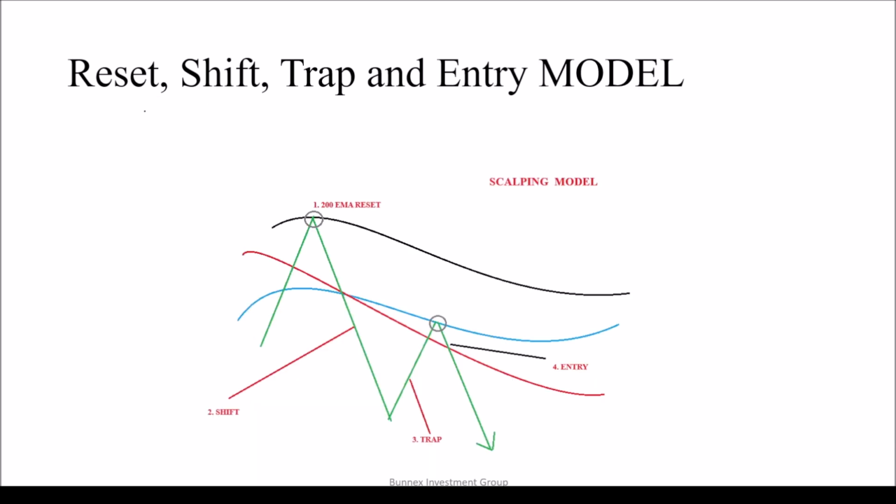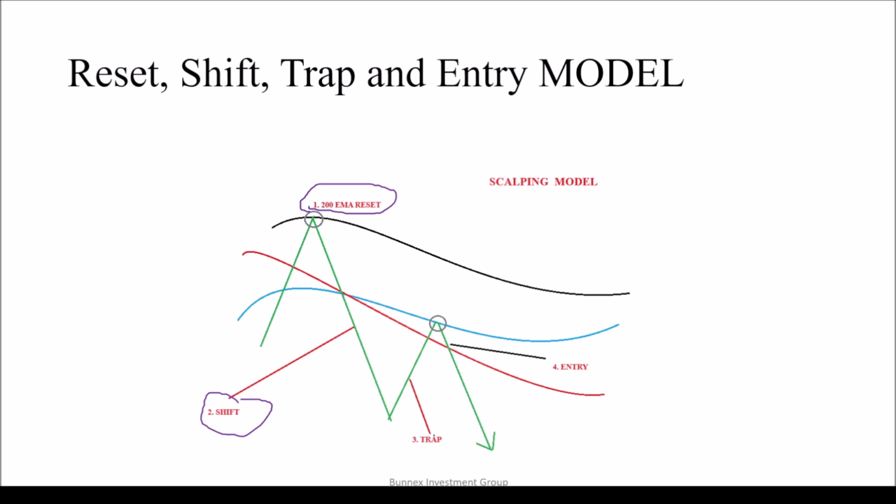This is the model, the reset, shift, trap and entry model for scalping. The first step that we've said is to see the market pull back to the 200 EMA or touch the 200 EMA. Like in this case, the green line is the one representing price. So after the market pulled to the 200 EMA, we need to see a shift away, which is the second step, shift away from the 200 EMA.